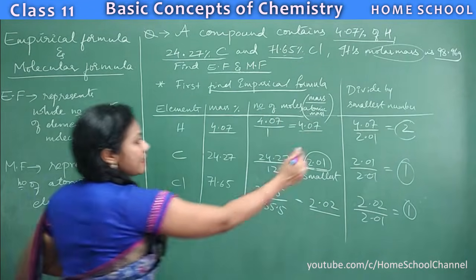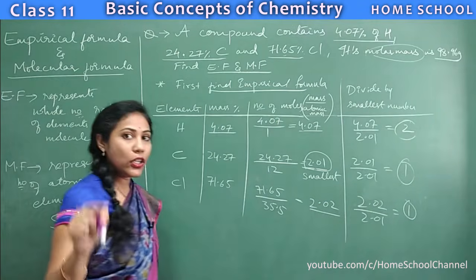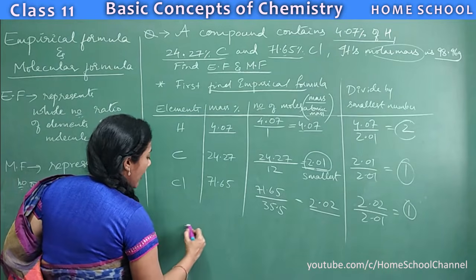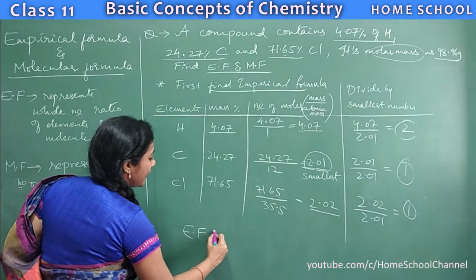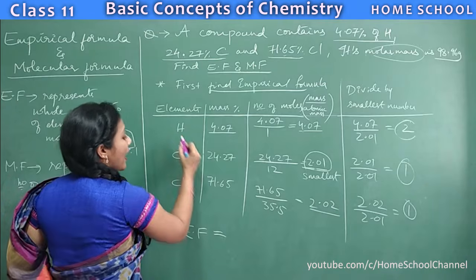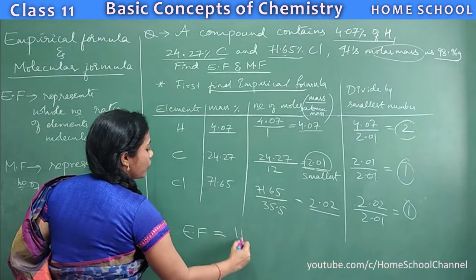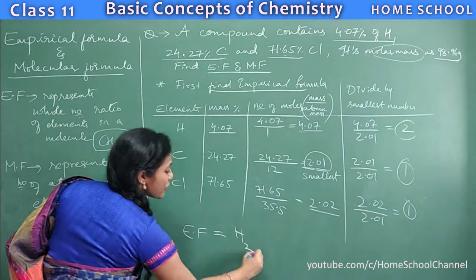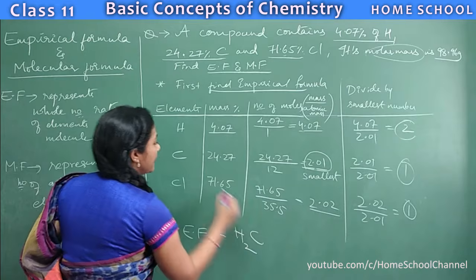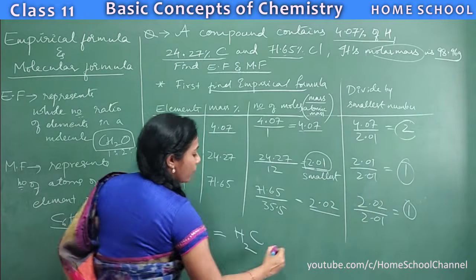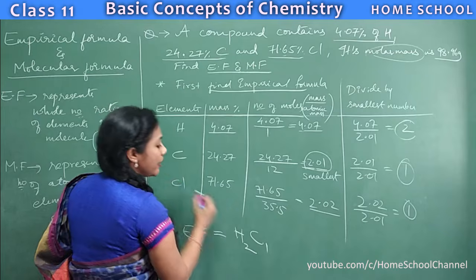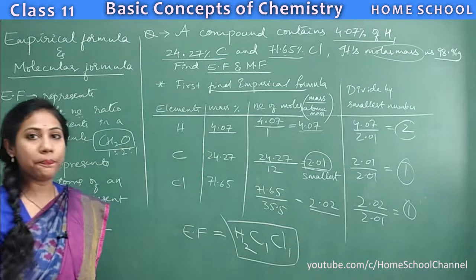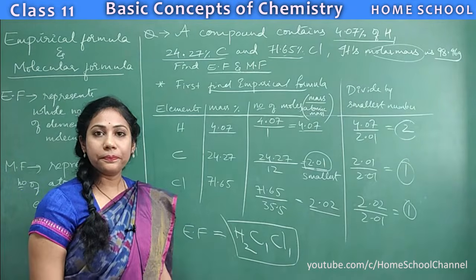And with this, you are going to write your empirical formula. So what is the empirical formula now? I'm writing the empirical formula now. Empirical formula is equal to hydrogen. How many did you get? What is the number you got for hydrogen? 2. So mention here H2. And for carbon, what is the number you got here? 1. C1. And for chlorine, what is the number you got? 1. So this is your empirical formula.